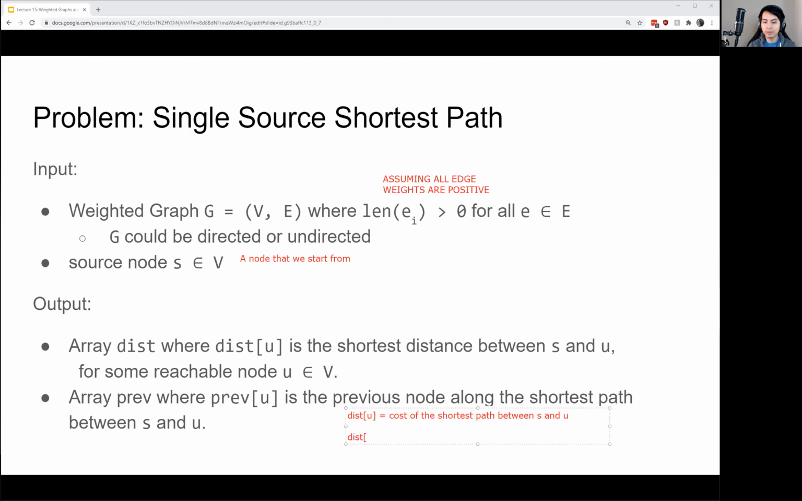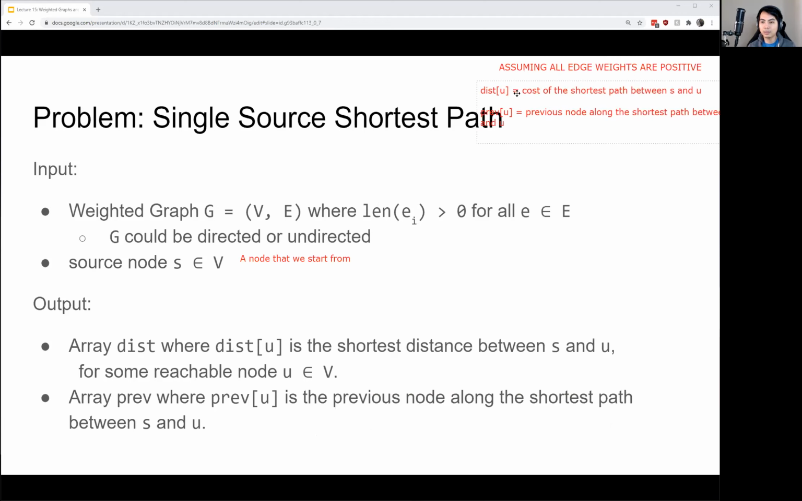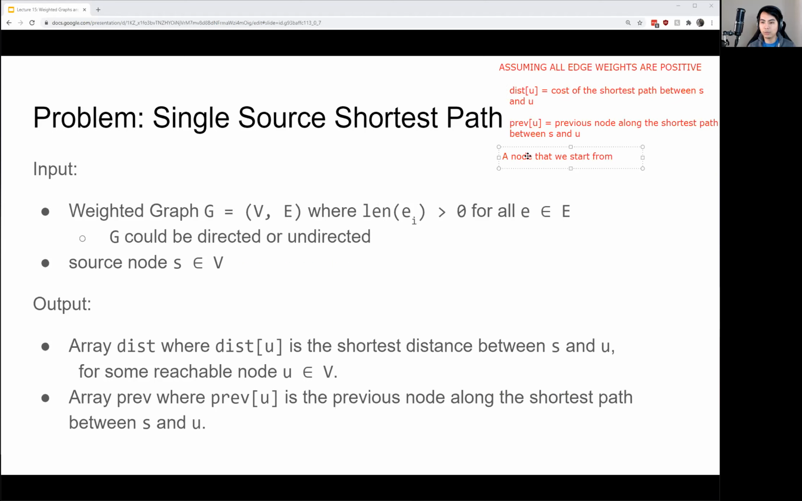And distance of prev of U is equal to the previous node along the shortest path between S and U. Okay? So things we care about. We assume that all edge weights are positive, right? And also that the distance of U and the prev of U, this definition we're going to keep here, all right? And then we know that S is going to be equal to the source, which is the node that we start from. Here are the three things we need to remember going forward into the next slide.